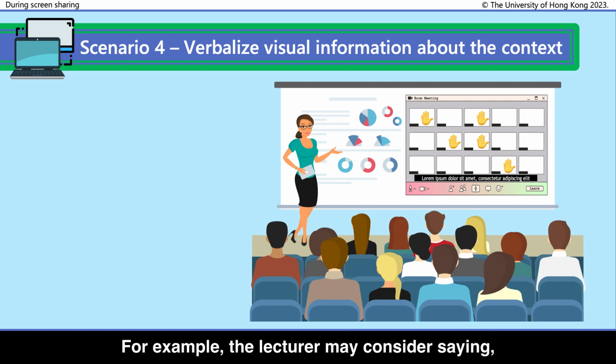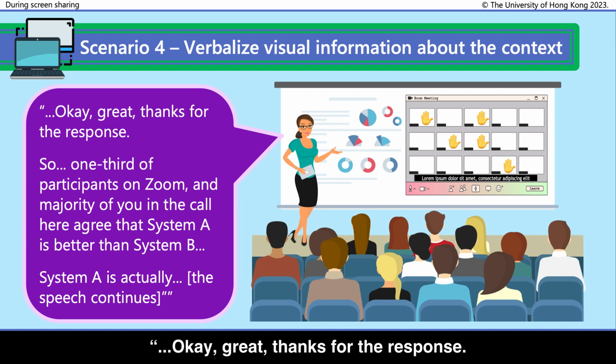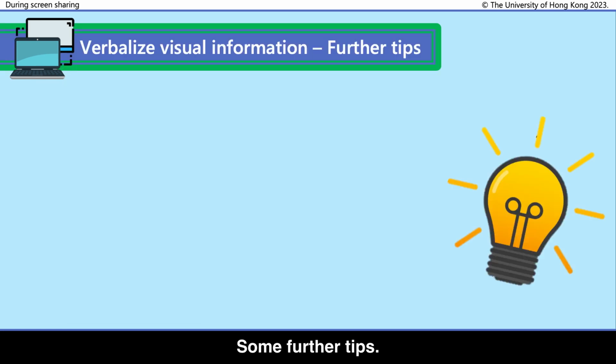For example, the lecturer may consider saying, "Okay, great, thanks for the response. So, one third of participants on Zoom and the majority of you in the hall here agree that System A is better than System B. System A is actually better because..." Then the speech continues. Some further tips.